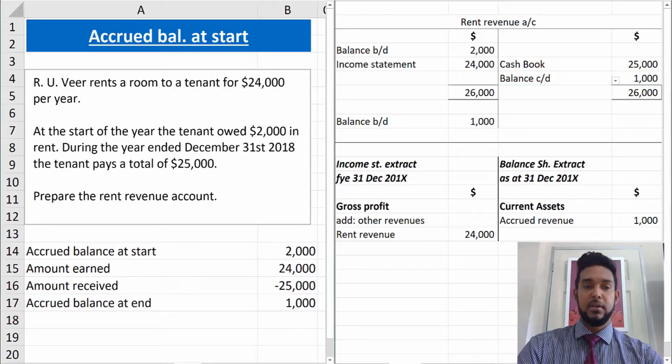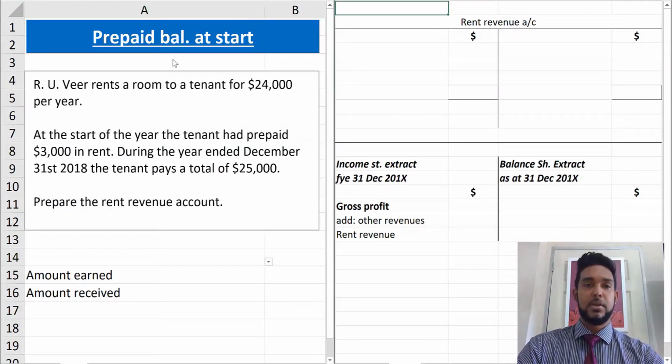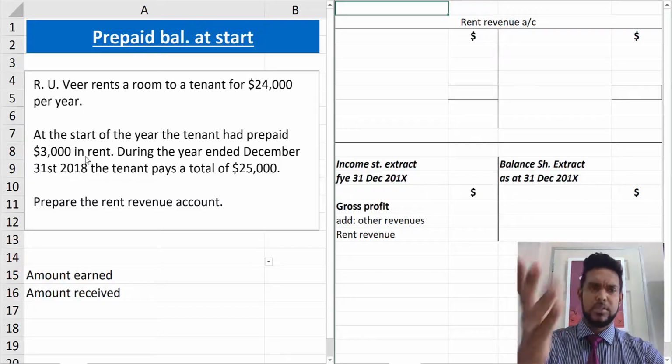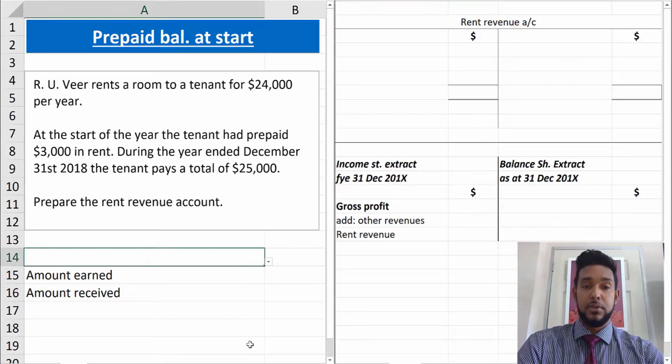Okay, now let's take a look at another example, which is where we have a prepaid balance at start. So what's the information saying across here? Ayurveda rents a room, same 24,000. At the start of the year, the tenant had prepaid 3,000 in rent. So maybe they had some extra funds at the start of the year or the end of the previous year, and they say, look, hold some money for 2018. Okay, no problem. During the year ended December 31st, 2018, the tenant pays a total of $25,000.